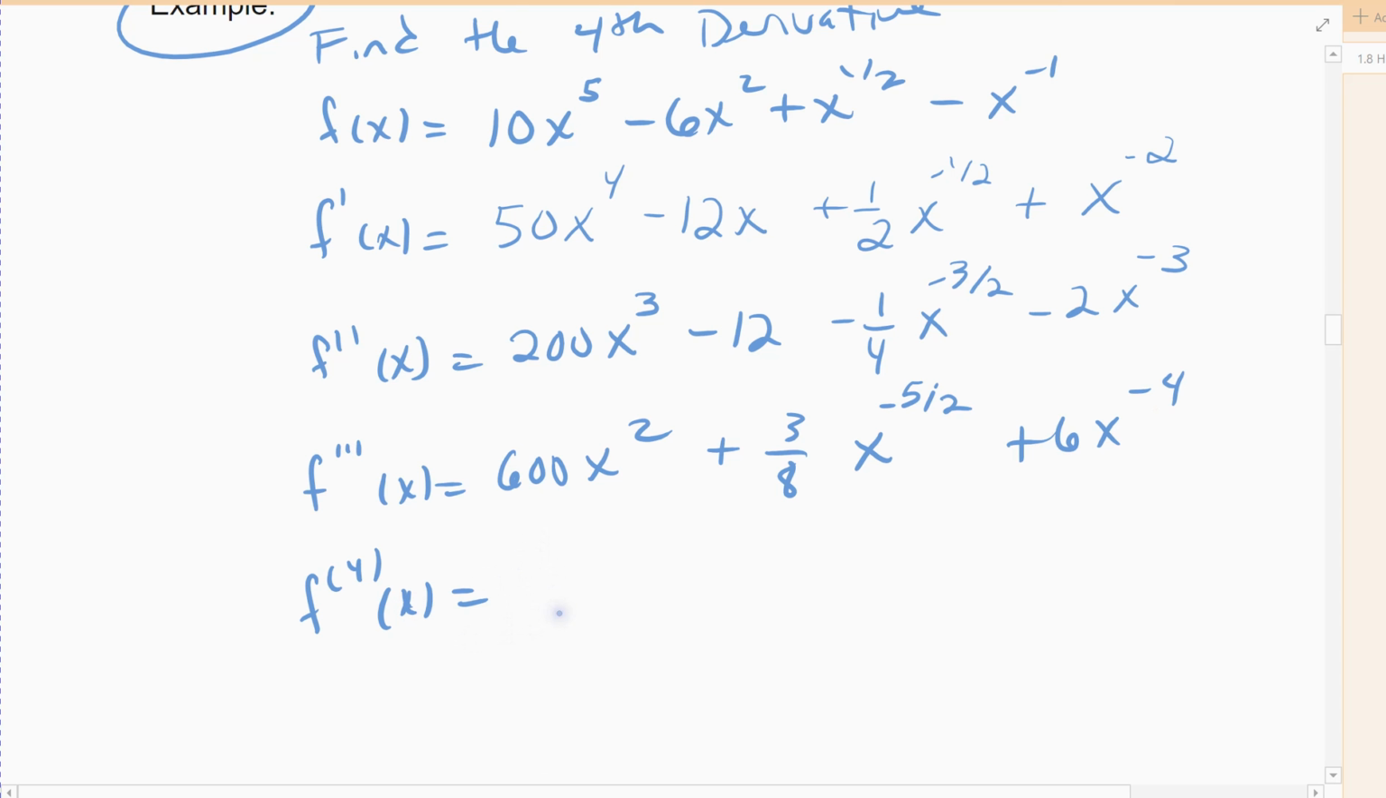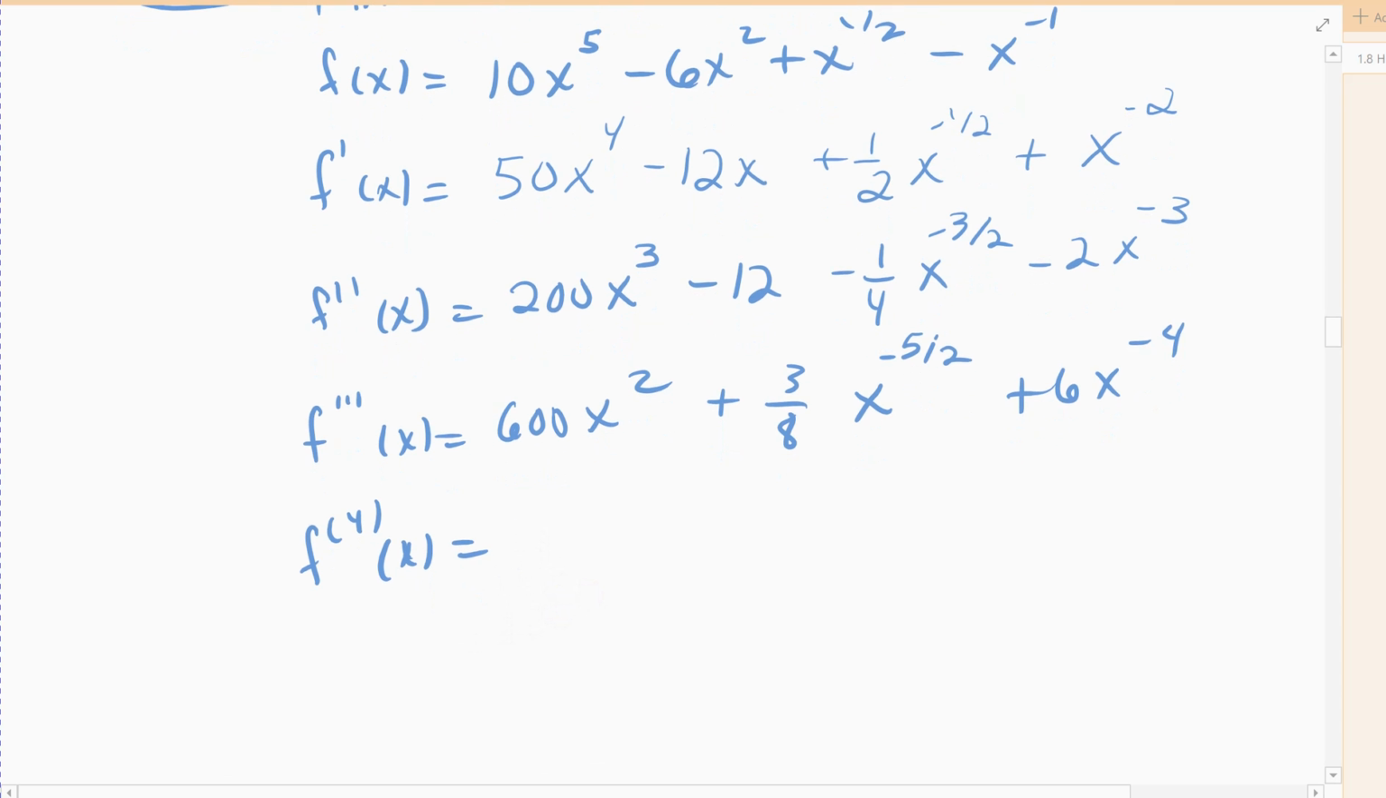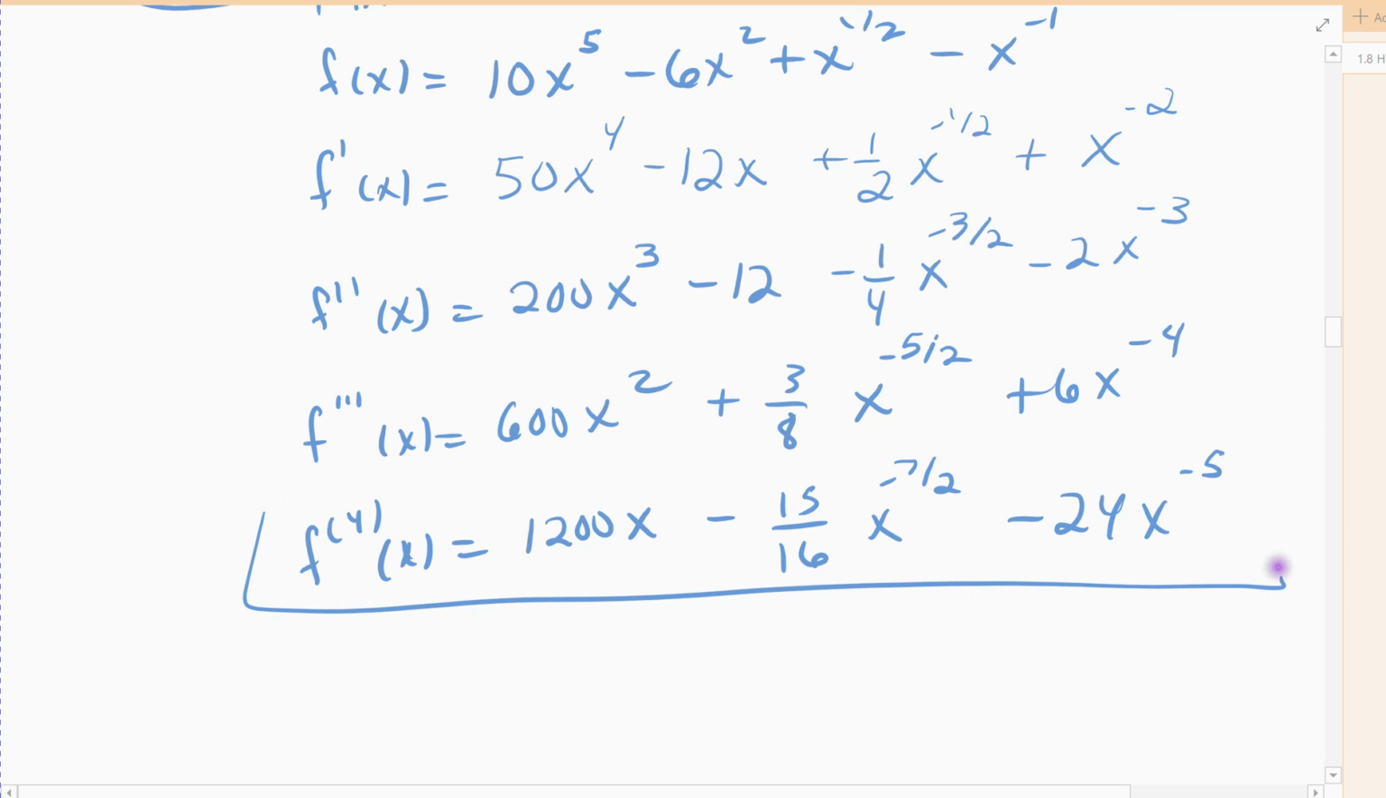And now the last one, the fourth one. Again, I could keep going if I wanted to, but I'm going to stop at the fourth one. The fourth one is going to give me 1200x to the first, minus 15 over 16. 5 times 3 is going to give me 15, 2 times 8 is going to give me 16, but you can use your calculator. x raised to the negative 5/2 minus 2 is going to give me negative 7/2. And then here I'm going to get a negative 24, x to the negative 5th. And there is my fourth derivative.